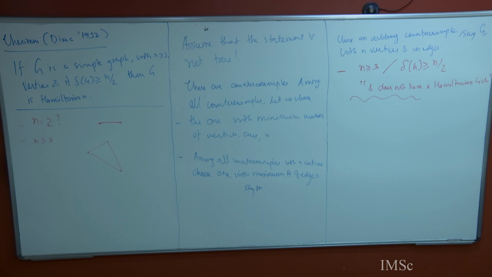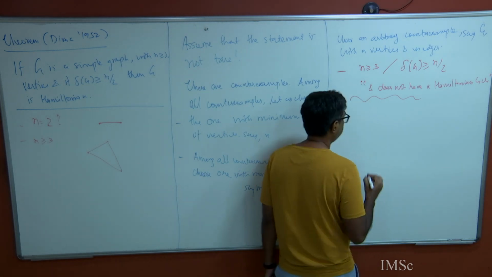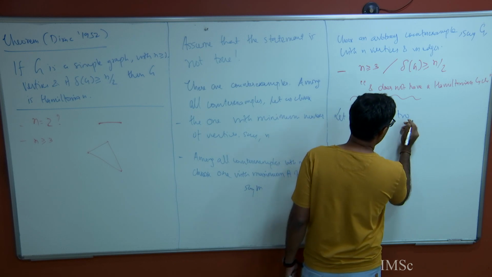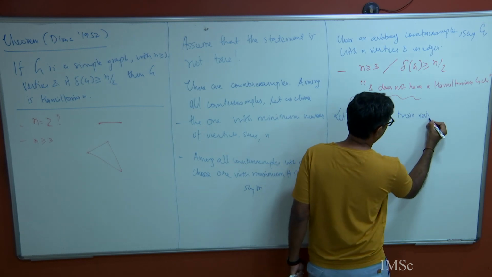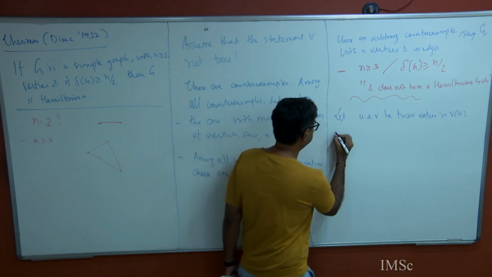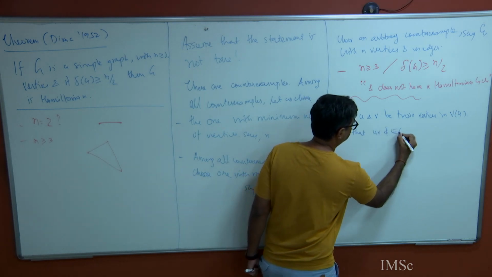Now, because of the way we chose it, look at some interesting properties of this graph. We are going to derive some nice structural properties of this graph G. Let U and V be two vertices in V of G such that UV is not an edge.